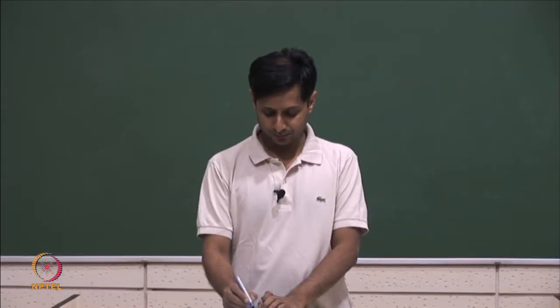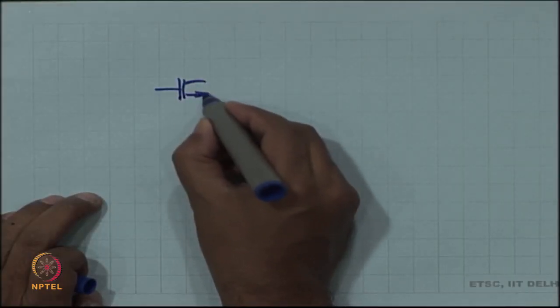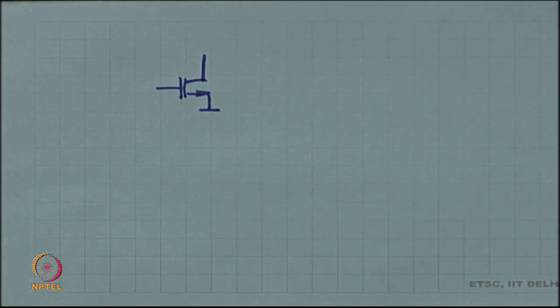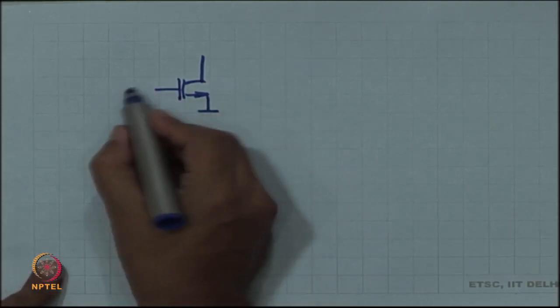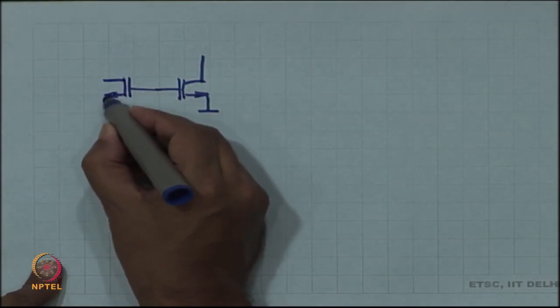So, in the last class we looked at a basic current source. The basic current source was just the MOSFET as long as it remains in saturation. And then we said that we need to sort out a few problems. One is what is the value of this current source. So, then what did we do? We placed it around a mirror.